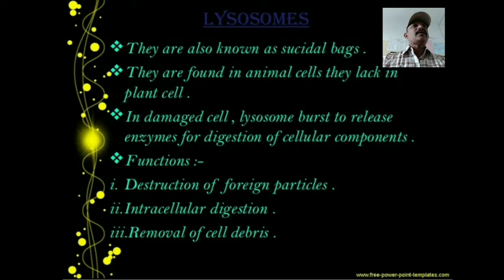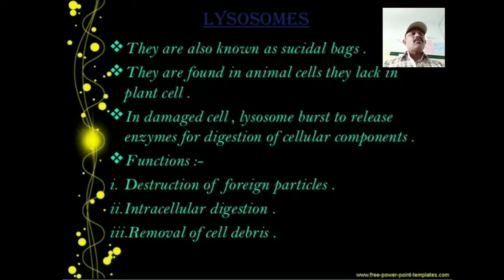Today we are discussing the remaining aspects of the fundamental unit of life. They are lysosomes, mitochondria, plastids, vacuoles, etc. Already we have studied the cell membrane, cell wall, protoplasm, cytoplasm, nucleus and chromosomes. Now we discuss lysosomes.